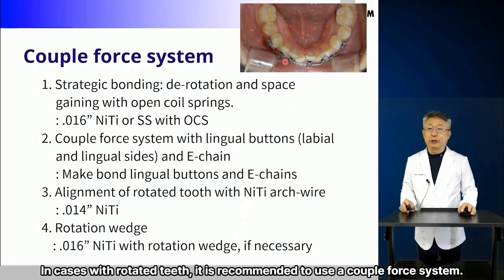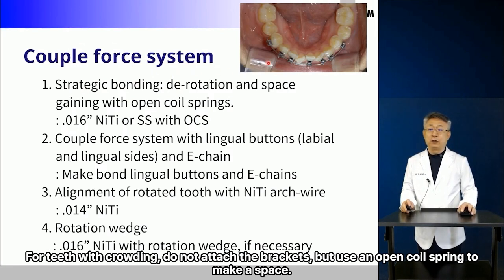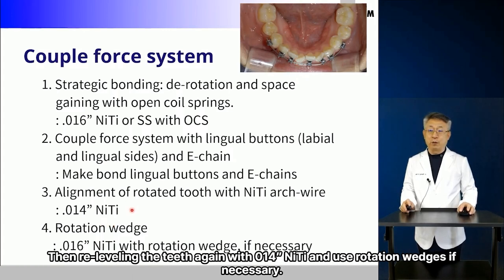In cases with rotated teeth, it is recommended to use a couple force system. In order for the couple force system to be effective, brackets must be strategically attached to the teeth. For teeth with crowding, do not attach the brackets but use an open coil spring to make a space. Crowding can be solved relatively easily by attaching lingual buttons to the labial and lingual sides of the tooth and using an energy chain. Then re-level the teeth again with 014 NiTi and use rotation wedges if necessary.